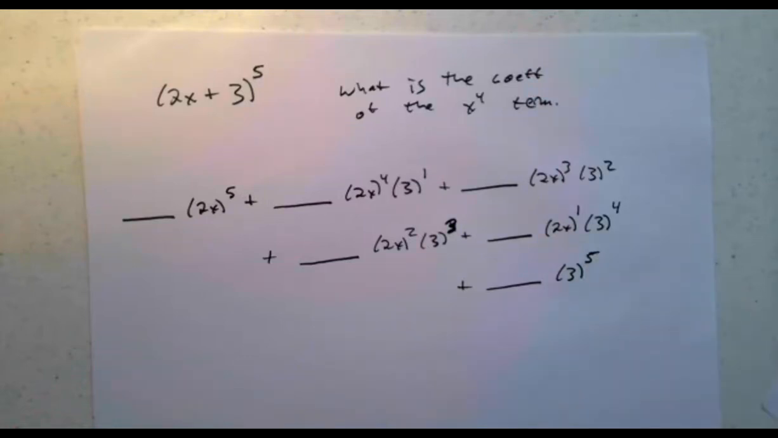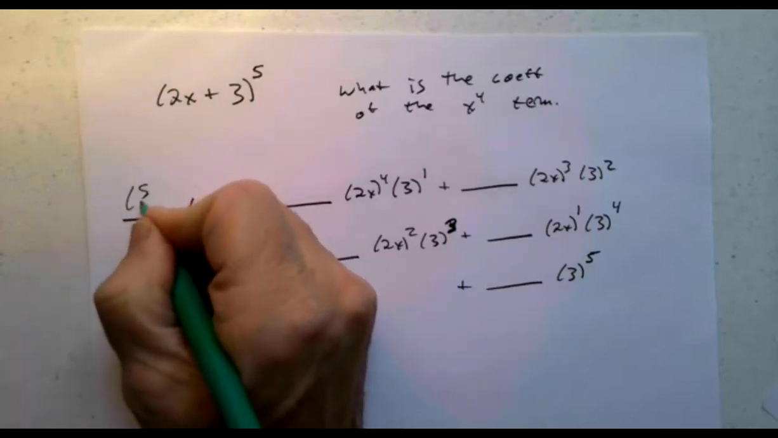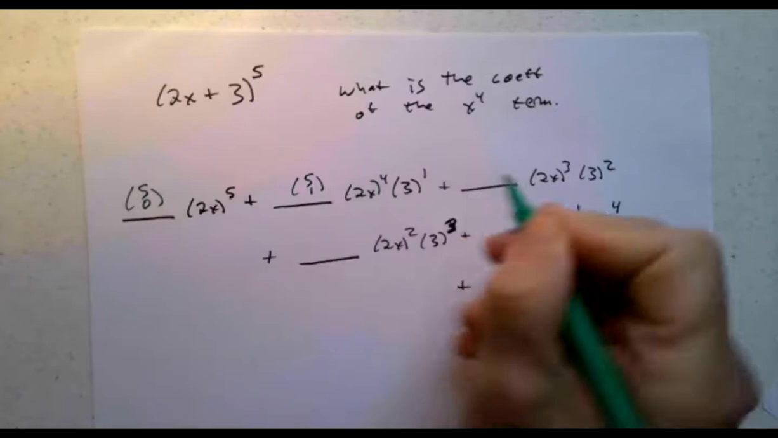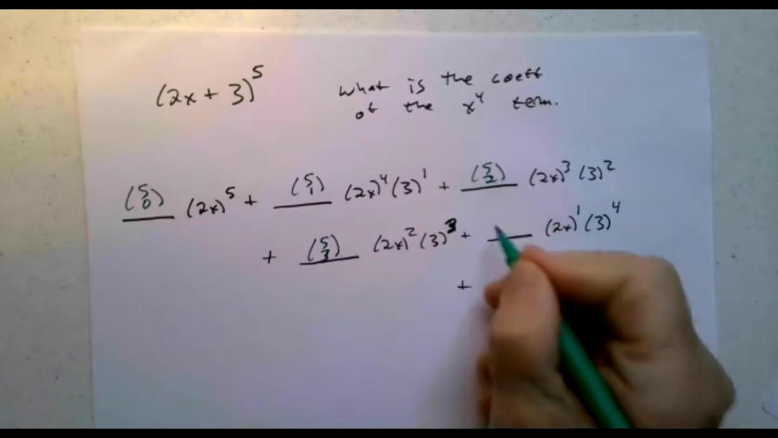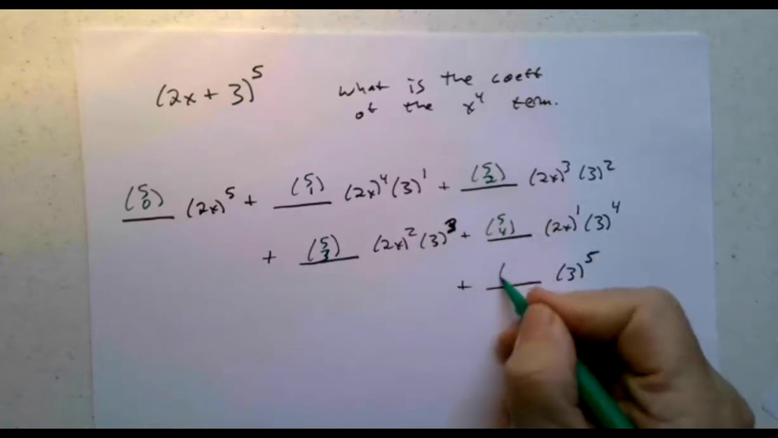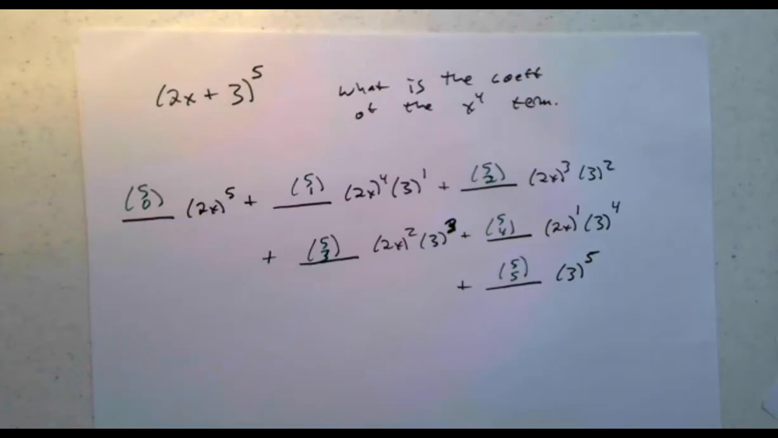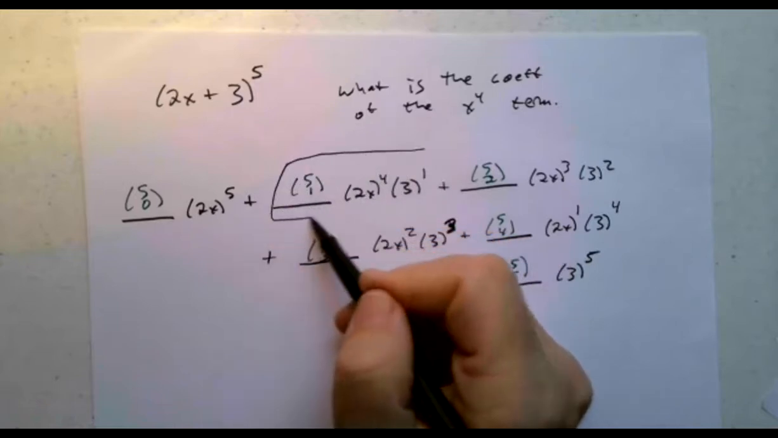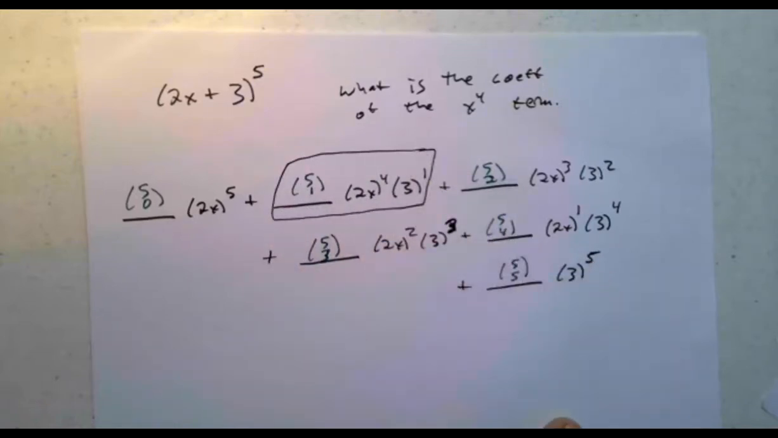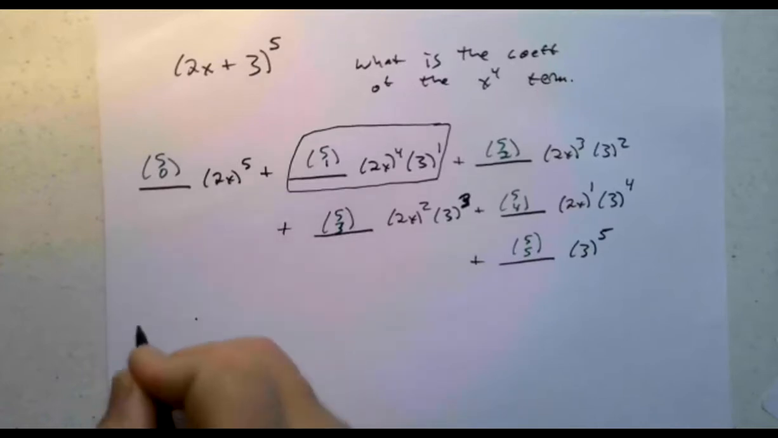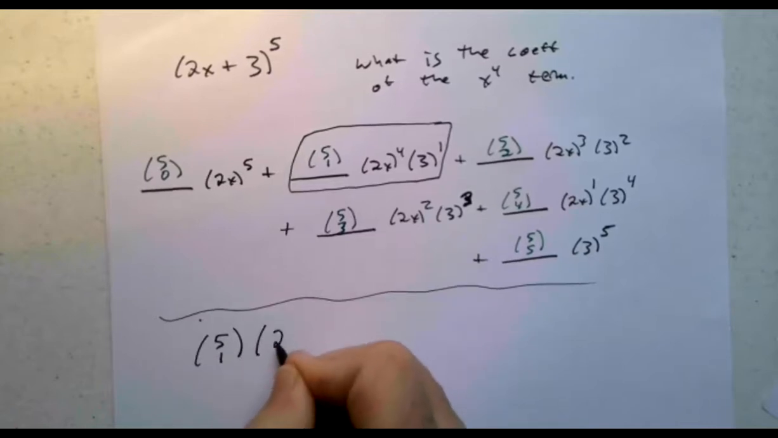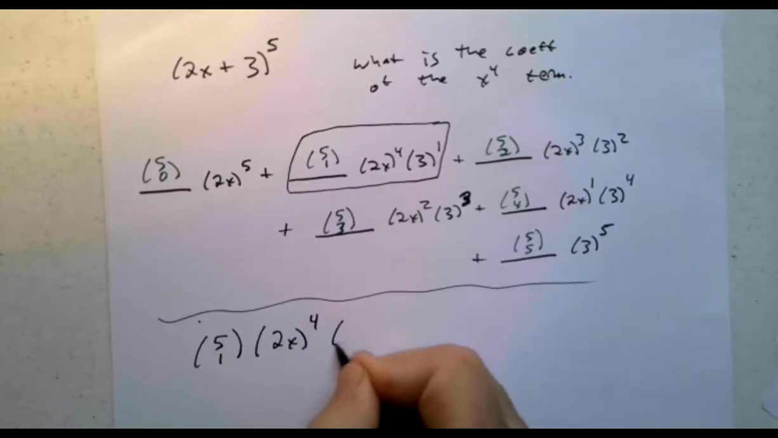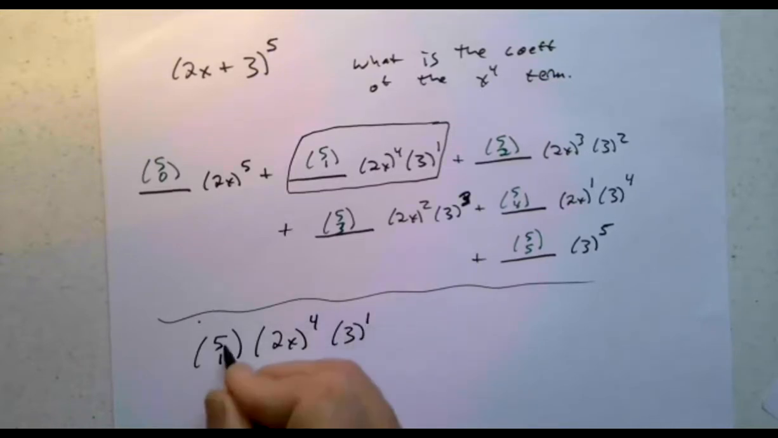Now, I want the x to the 4th term. Remember, this first one is 5 choose 0, then 5 choose 1, then 5 choose 2, 5 choose 3, 5 choose 4, 5 choose 5. So I asked for the coefficient of the x to the 4th term, which would be here. So if we focus on that, what do we have? We have 5 choose 1, 2x to the 4th, 3 to the 1st.